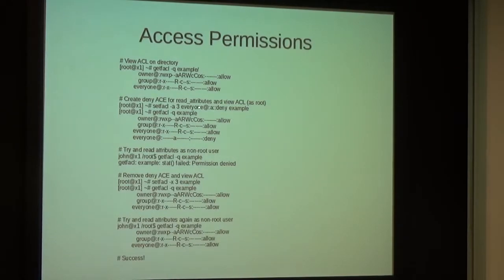So I had a deny entry for being able to read the attributes here. So here's the deny entry. I come here, I try to read the ACL, and I got told no again. I delete that entry. Now I attempt to read the ACL again, and I'm able to read the ACL.